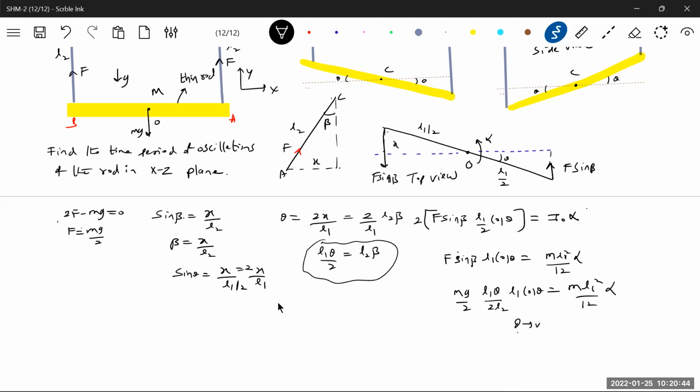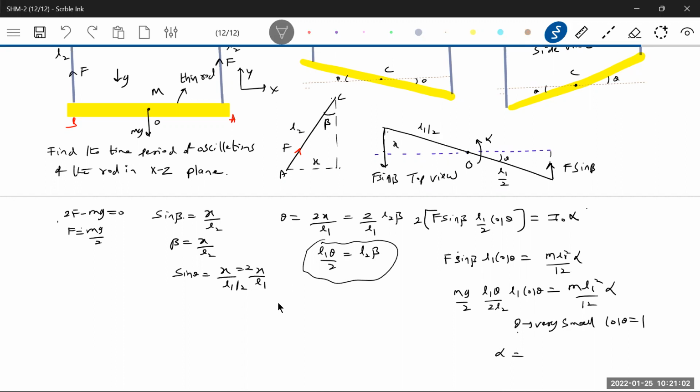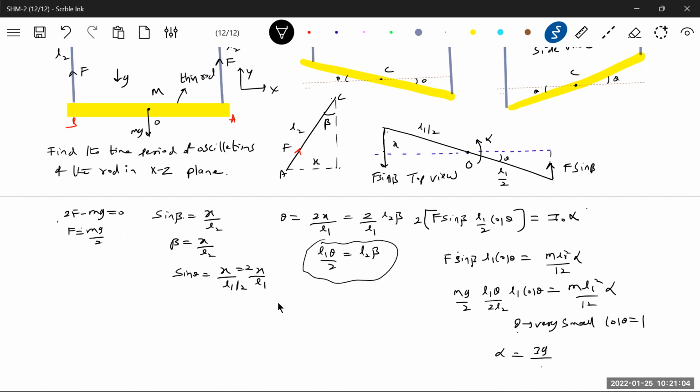Theta is very small, cos theta equal to 1. Anybody? 3g by 2l2. Only 3g by l2 into theta.